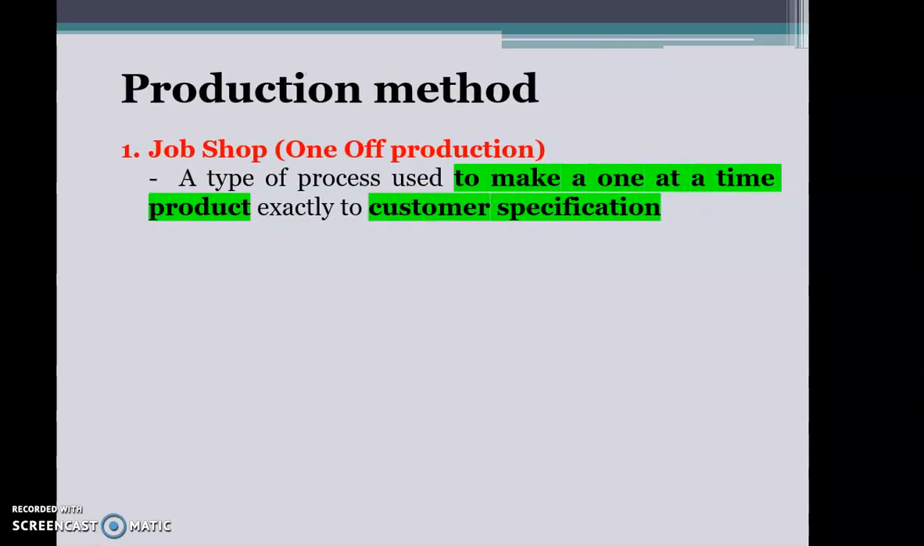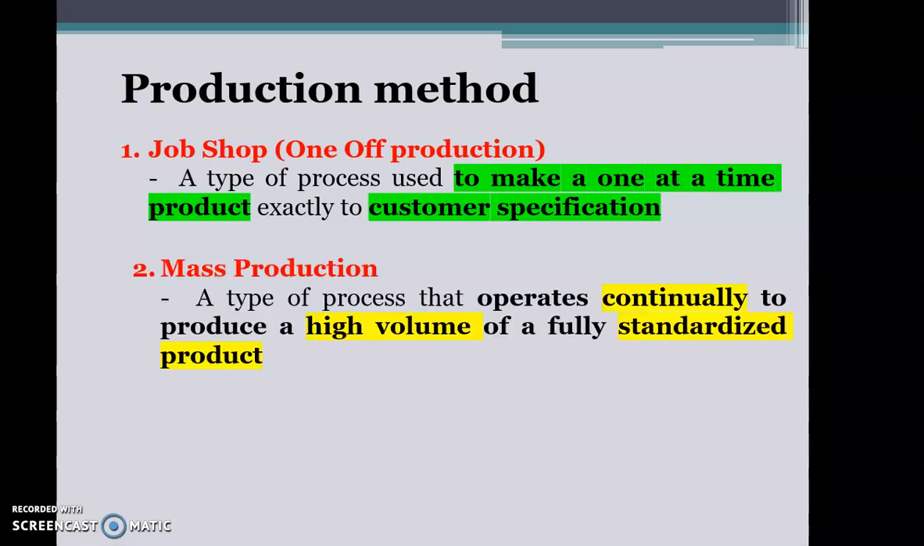So first we're going to look at the job shop, also known as one-off production. The keyword that you need to look for is to make one product at a time. So you have to do it one by one, and for sure it's going to be a very slow process, exactly to customer specification, in which each product is different from the other because it is based on the customer design, specification or order. So it's not going to be the same for each product.